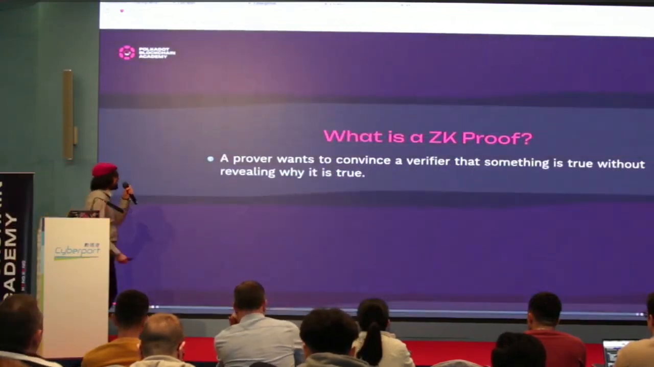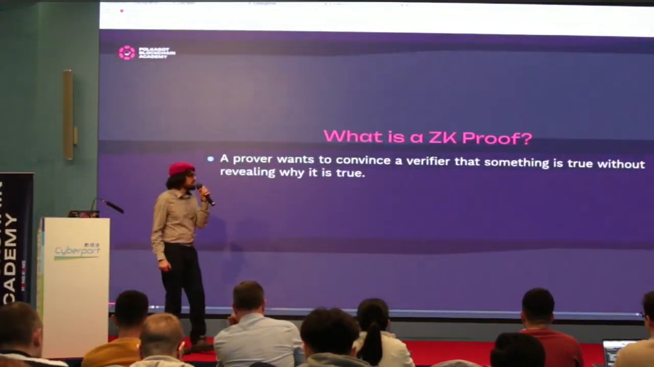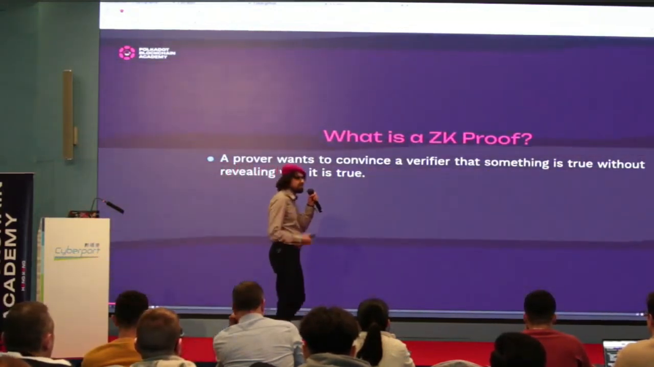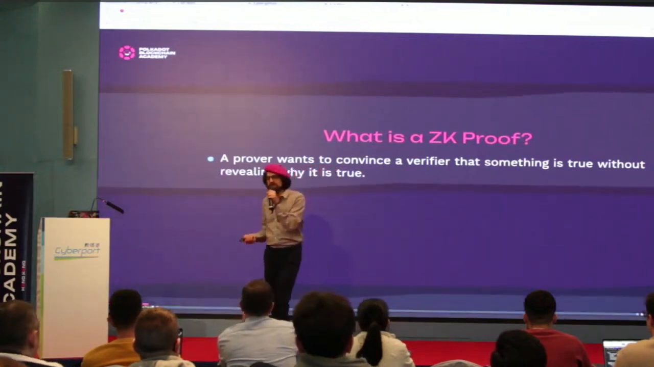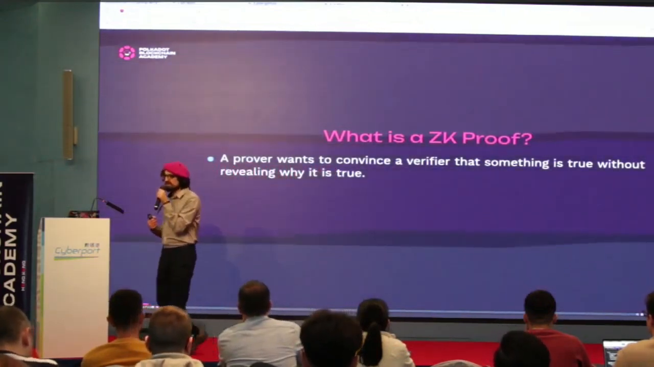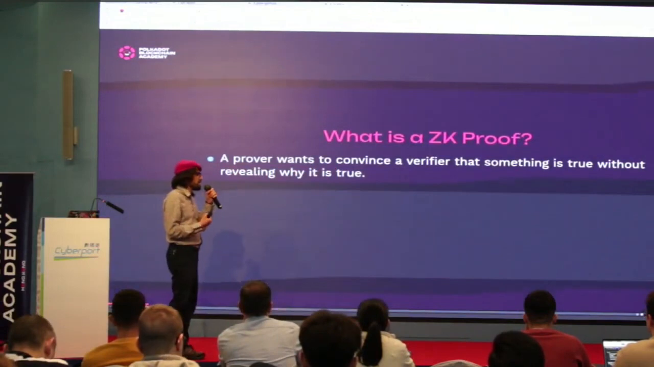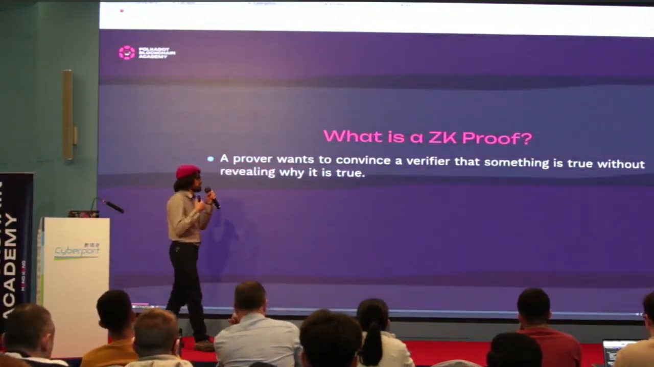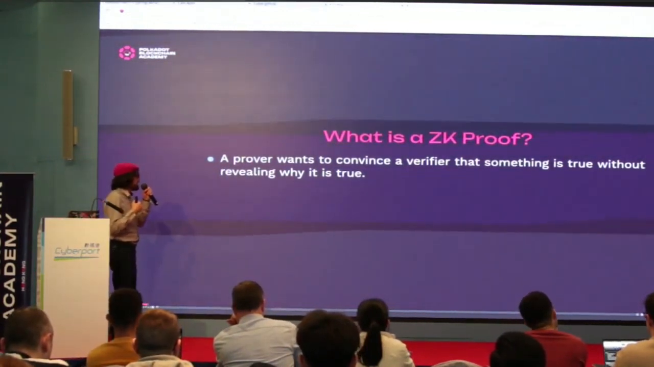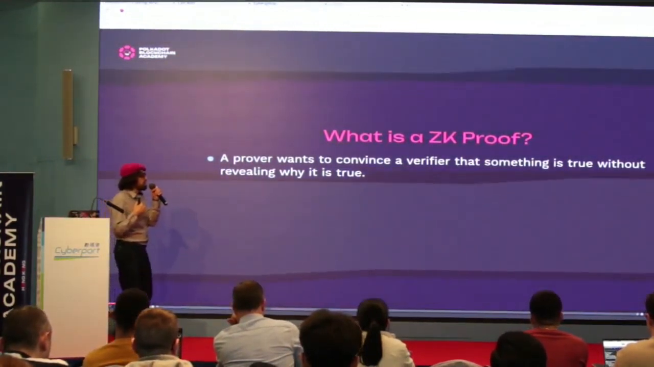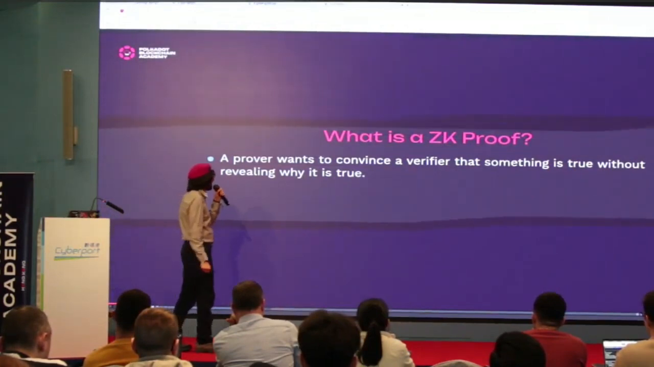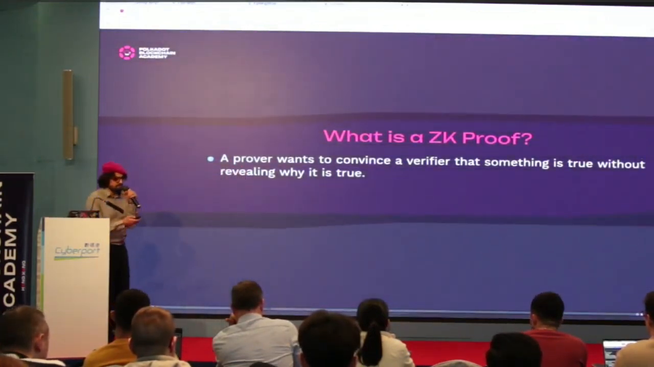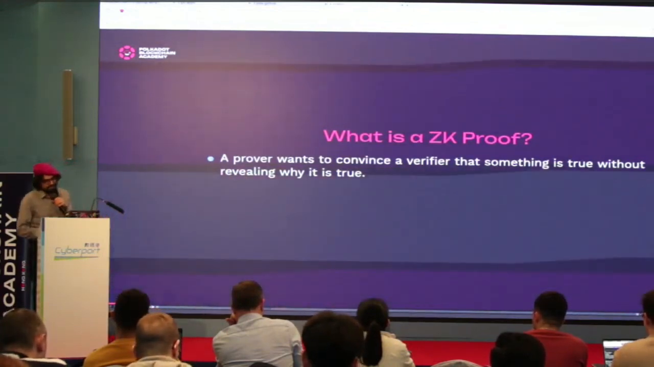So what is a ZK proof? It is a situation where the prover, somebody who has the information, wants to convince a verifier, which is the guardian of that database, for example the validator, the person who needs to believe in them, that something is true without revealing anything else about that thing, except that it exists, is true, or is valid.